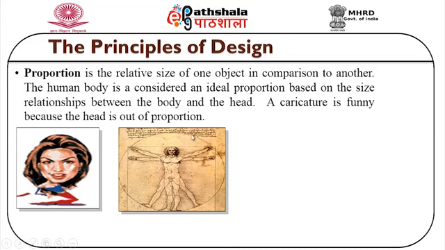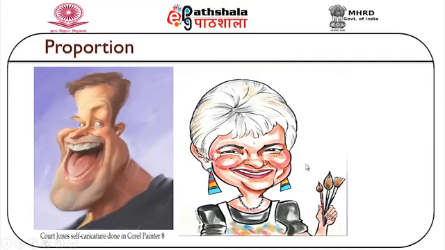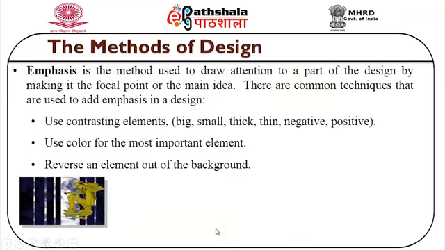If you look at this human being, the body parts are always in proportion with each other, whereas in caricatures like this we can see that the face and the body are not in proportion with each other. These are different caricatures where the proportionality is not maintained, wherein the head is of a different proportion when compared to the size of the body.